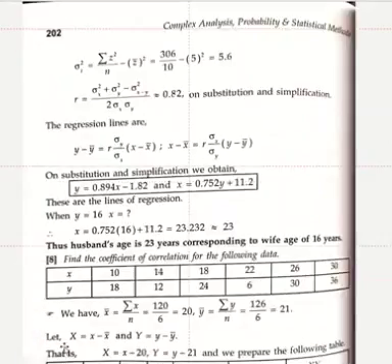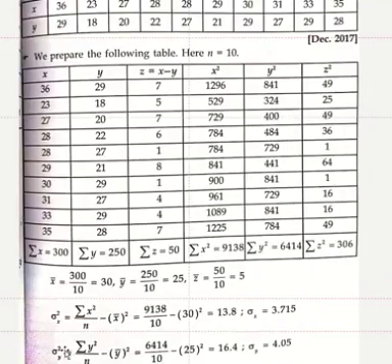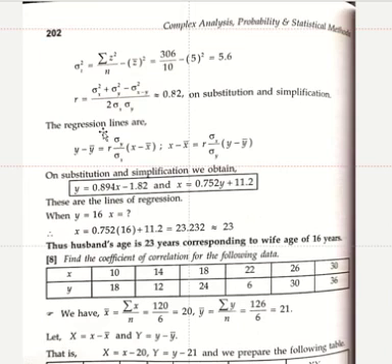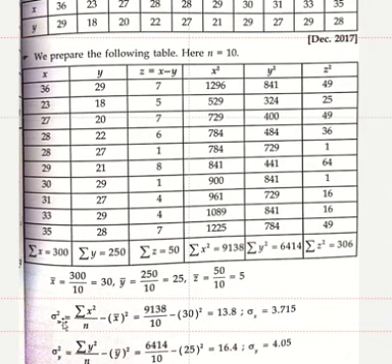Next, we need to find sigma x whole square, sigma y whole square, and sigma z whole square. Sigma x whole square is equal to summation of x square divided by n minus x bar whole square. That is equal to summation of x square, 9138, divided by n is 10, minus x bar whole square. X bar is 30 square. After simplifying this, we get 13.8. Therefore, sigma x whole square is equal to 13.8. Take the square root. Therefore, sigma x is equal to the square root of 13.8, which is 3.715.